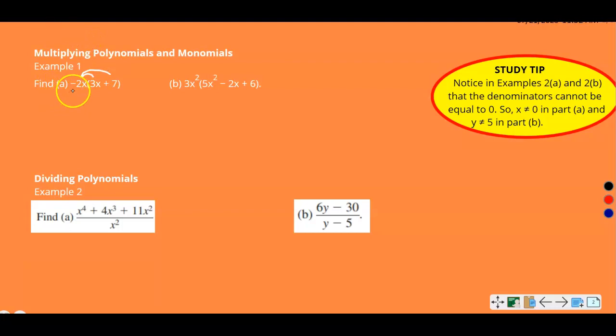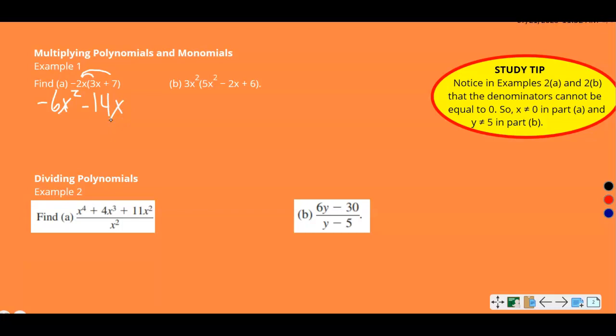So I'm going to multiply negative 2x times 3x, so that gives me negative 6x squared. Remember, now we're using properties of exponents. Same base, you add the exponents. This has a power of 1, this has a power of 1, so when you multiply, you get x squared. We also have negative 2x times 7, which is negative 14x. And that's all you have to do for part A.